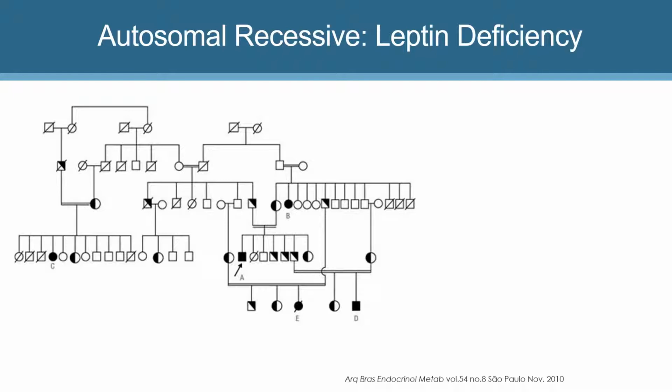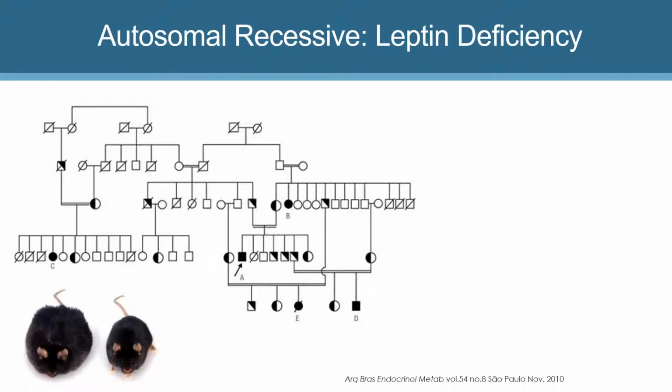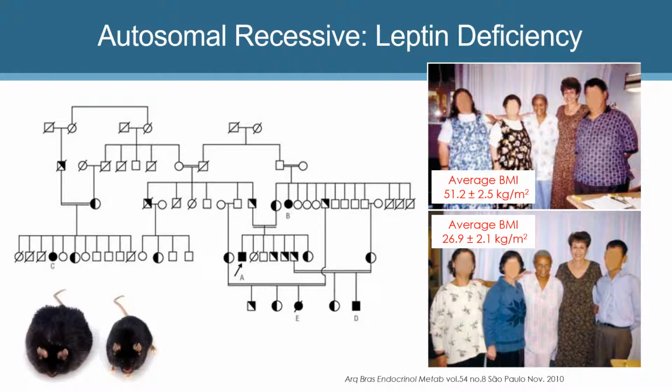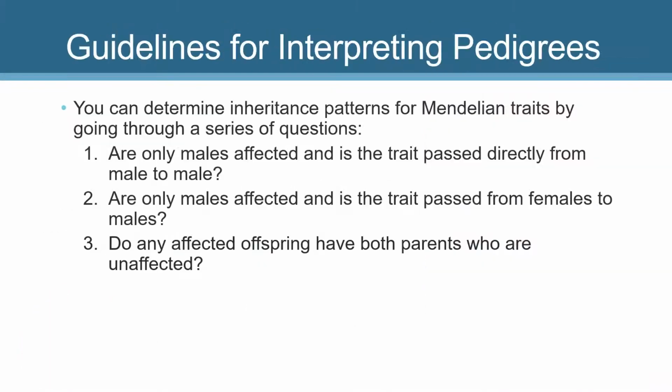It had been known that mouse models with this defect could be treated with recombinant leptin and their normal body weight restored. Individuals A, B, and D are shown in the photos on the right, before and after leptin treatment. It's amazing what success these individuals experienced with just simply replacing the missing protein.